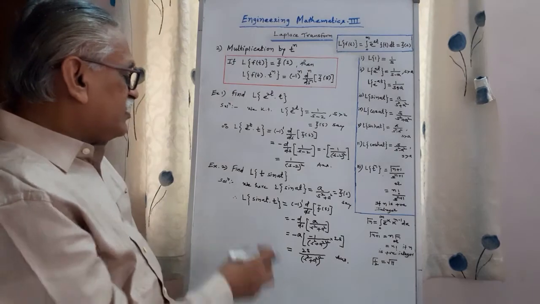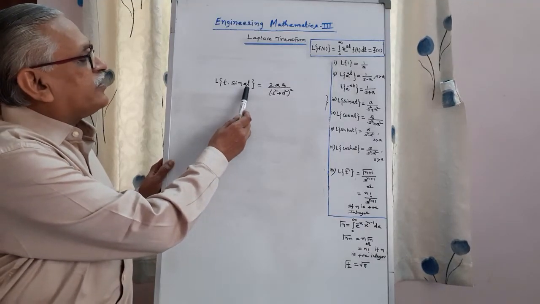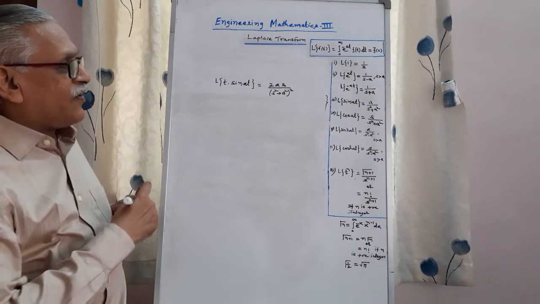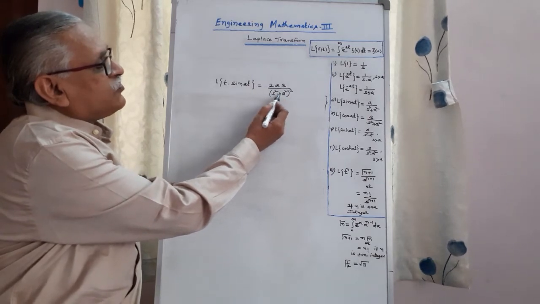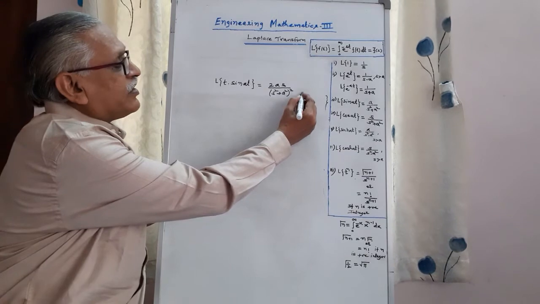Final answer, or the Laplace of that term. Laplace of t sin at, I have not written this a, therefore the final answer is 2as divided by s square plus a square bracket square as a final answer.